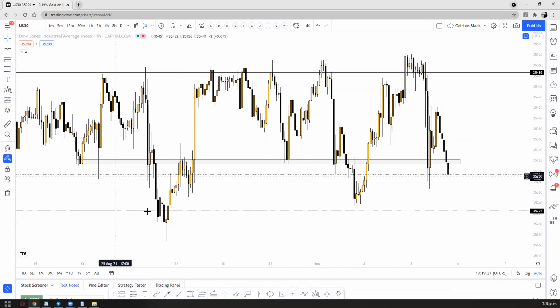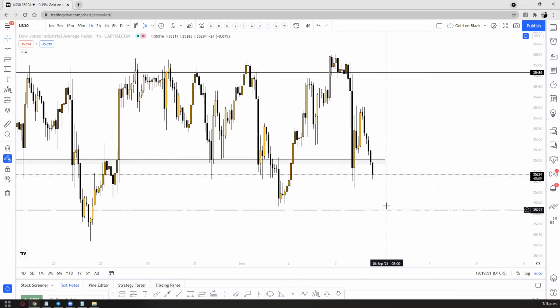It's not as strong as a 4 hour, but the price at least has created some rejections at that zone. You see multiple rejections. Rejection now. It looks like it's breaking now to the downside. So let's see what the market is going to do. It's finally going to reach maybe the next 4 hour level, and that's it.